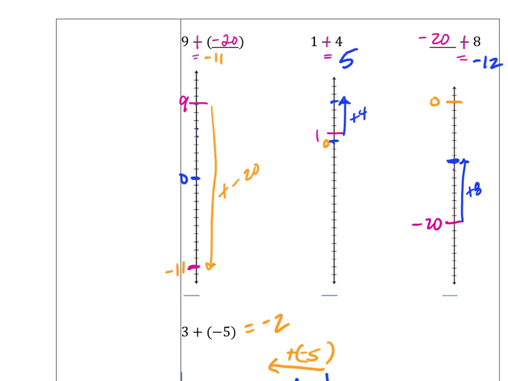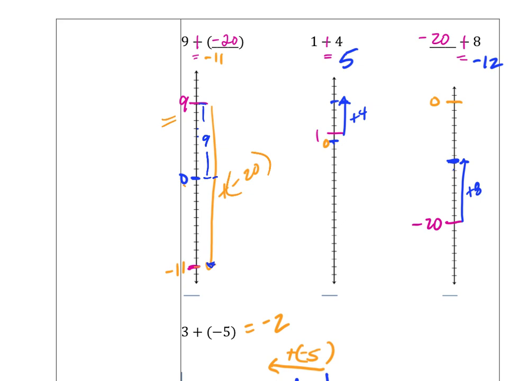So we see that we start at 9, we go down 20 when we add negative 20. And that puts us at negative 11, because 0 is actually 9 away from 9. You understand now why we did absolute value? Because 9 is 9 away from 0, so you had to go 9 just to get past 0. But we're going down 20, which means it's going to be negative.